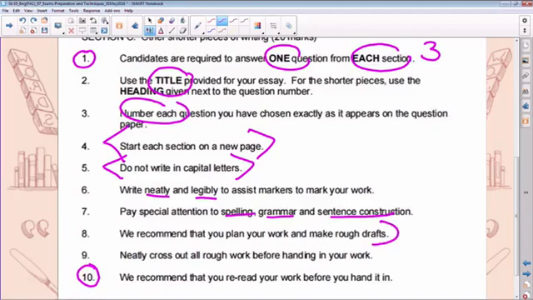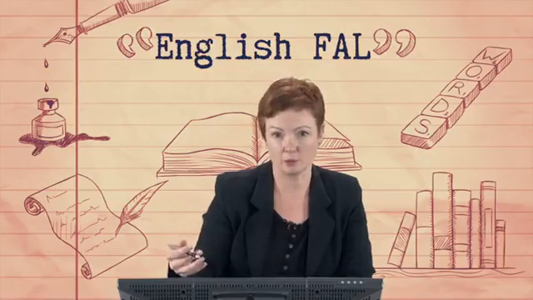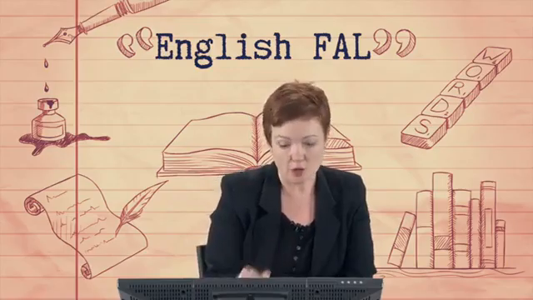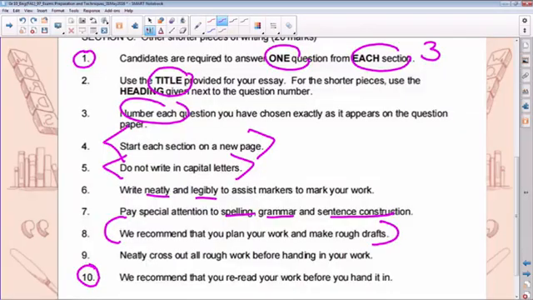If you're writing longer pieces, for example, like an essay or a shorter text, plan it. And you can just do it very quickly. Sometimes they actually require you to do a quick plan at the back of your workbook. If you are not using any of the text, cross out the rough work so that the examiner doesn't accidentally mark it, and reread your work before you hand it in. Check, check, check. So those are some good tips to follow for your exams.